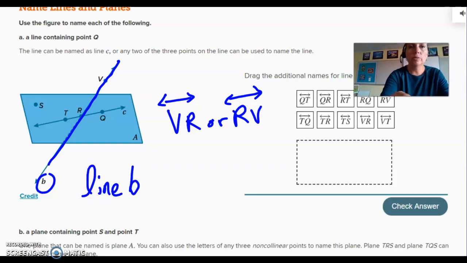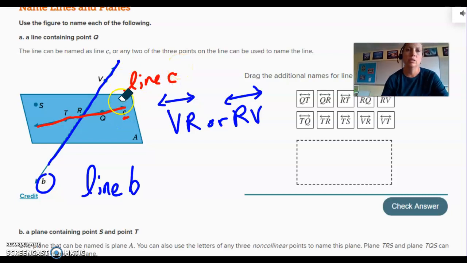Okay, or if we take a look at this one here, we could call that line TQ or line TR or RQ, whatever, or we could call it line C, because it's a lowercase italicized letter down here at the end. Okay, just wanted to make sure we got that in for you.